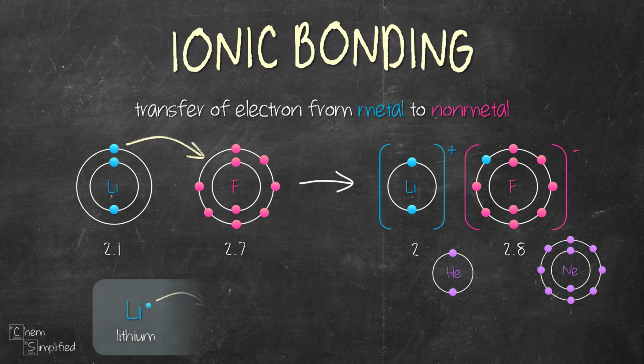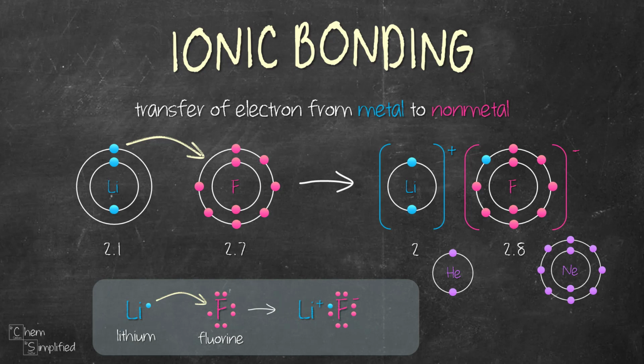Here's another way to show the transfer of electron from lithium to fluorine. We use the Lewis symbol for each element and show lithium transferring its 1 valence electron to fluorine. The name of the ionic compound formed is lithium fluoride.